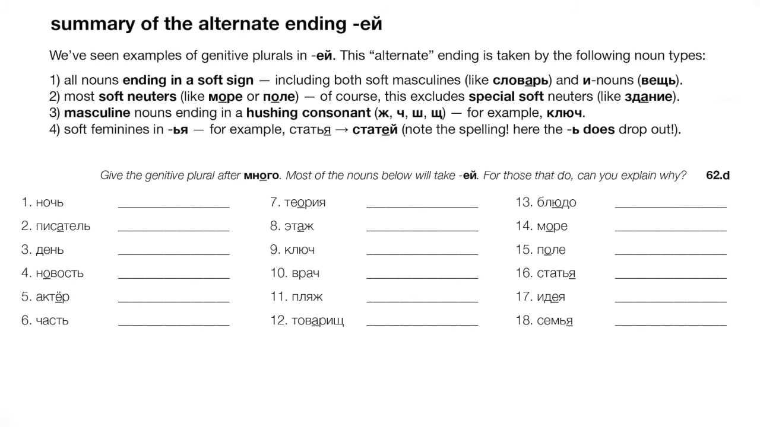Okay, so let's do a few of these. So all of these in the box here are taking -ей. So you're sort of told that. Well, except, actually, most of them will. Most of them will. So let's watch for exceptions. Okay, ночь, soft sign, ночей. Писатель, soft sign, писателей, писателей. There it's not stressed, it stays put. Три, день, дней, дней. Right, ends in a soft sign with a mobile vowel.